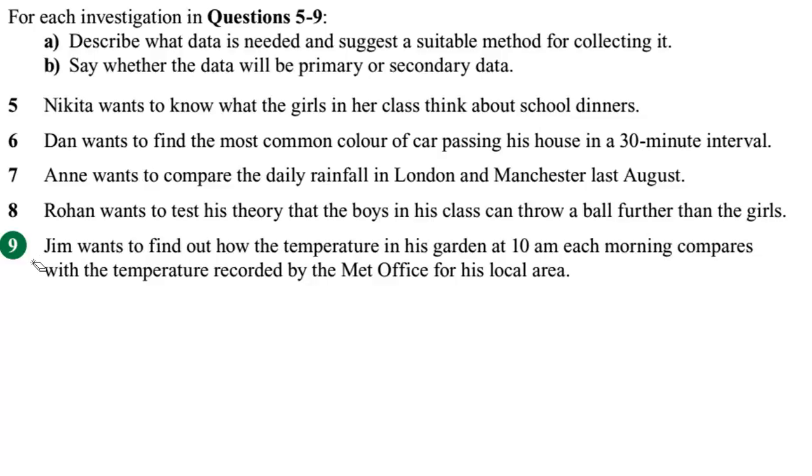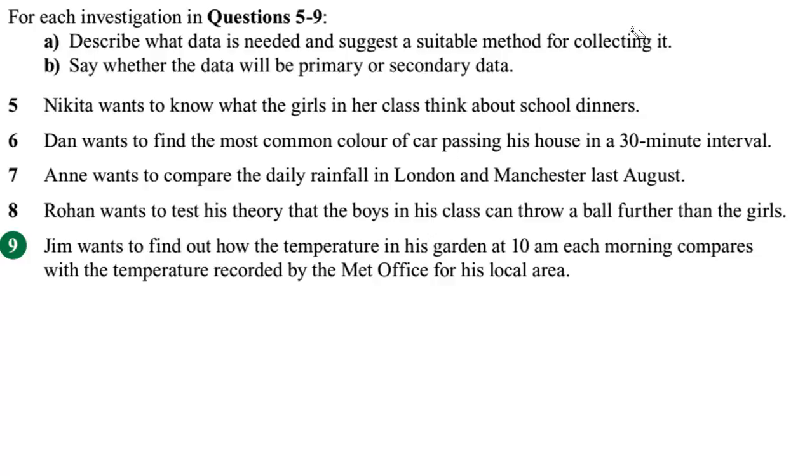Skipping question 7 and maybe doing question 8, because I'm going to show the answers in a minute. Rohan wants to test his theory that the boys in his class can throw a ball farther than the girls. So describe what data is going to be needed here. Number one, he wants to test his theory that the boys in his class can throw a ball farther. So we are going to be thinking about the distance, how far the boys and the girls are throwing the ball. So the information is going to be the length or the distance from where the boy or the girl is to where the ball lands. So there will be distances. There will be lengths. Okay. So that's that.